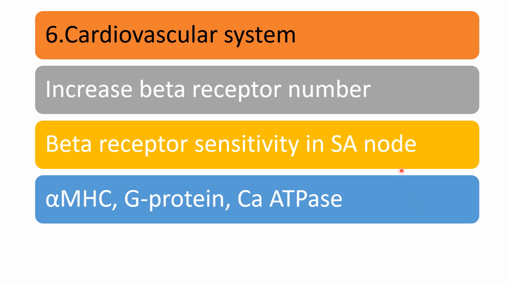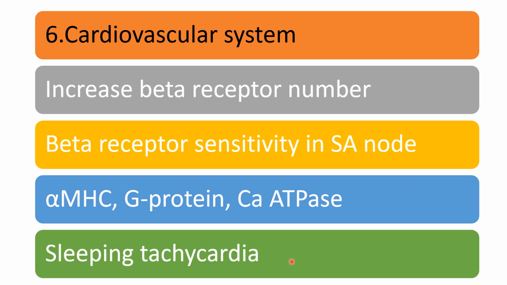Thyroid hormone decreases the diastolic blood pressure due to the calorigenic action. The vessel diameter increases, so it decreases the diastolic blood pressure and increases the systolic blood pressure.